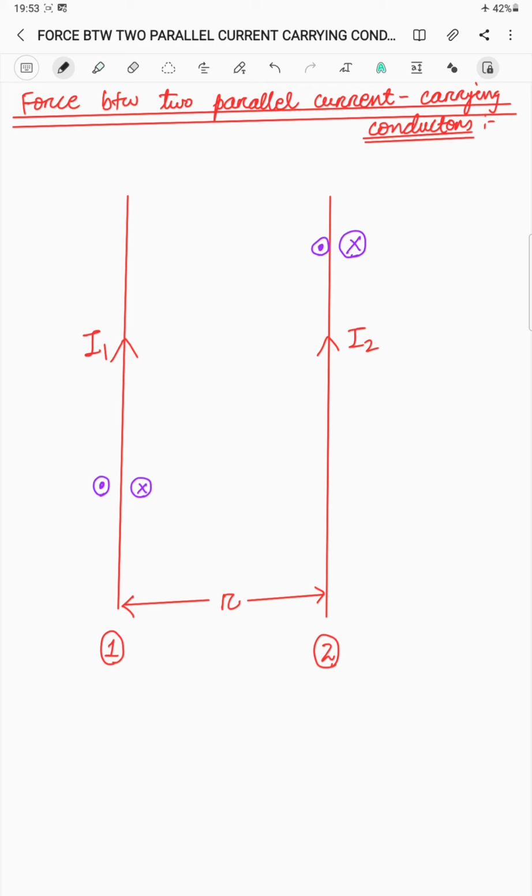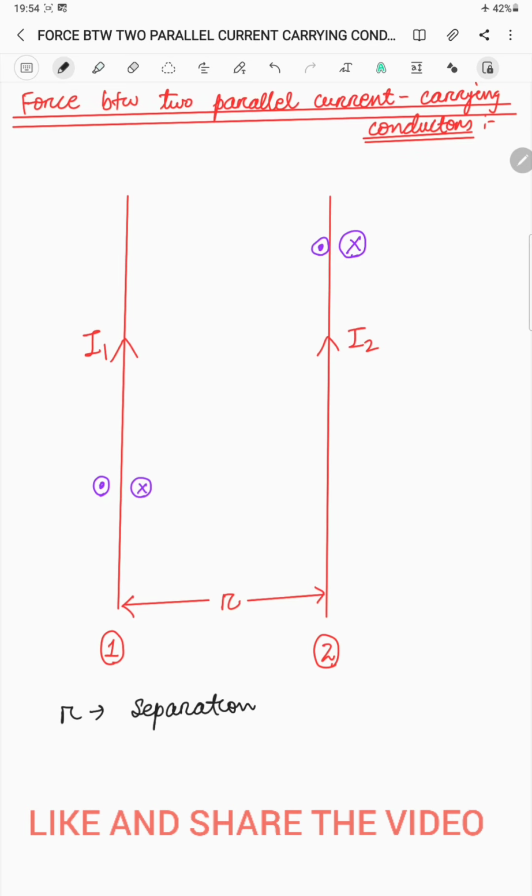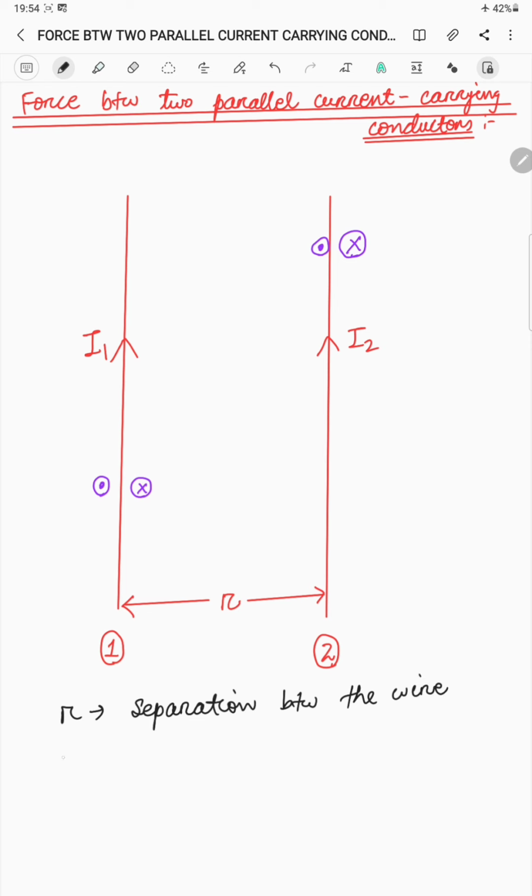What is R? R is the separation between the wires. And there is an L. L is the length of the wire.